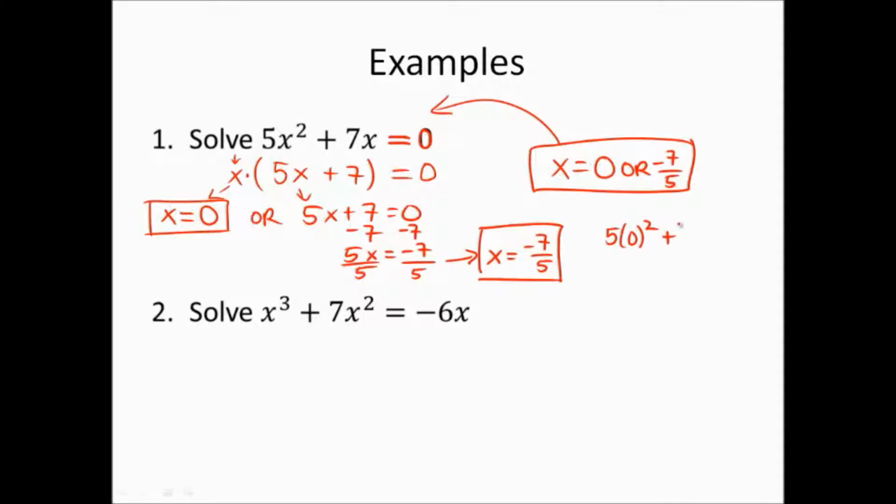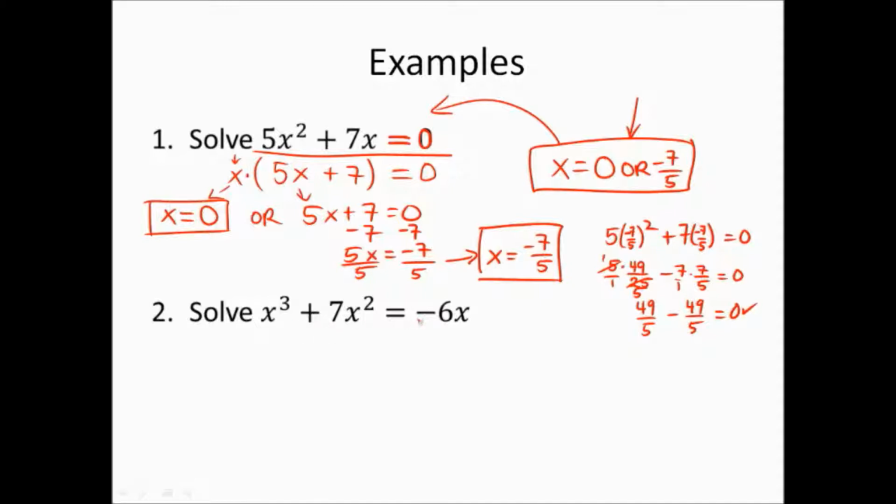5 times 0 squared plus 7 times 0, yes, that equals 0. If we put in negative 7/5, you have to use your fraction knowledge a little bit here. So you got 5 times 49 over 25 plus 7 over 1 times negative 7 over 5, and I'll just make this here negative. So you could go through that and check it out. The 5 cancels with the 25. So we've got both denominators equaling 5, and 7 times 7 here. So we've got 49/5 minus 49/5. And check that. That works. Both those answers work. So both of these answers are solutions to this equation.